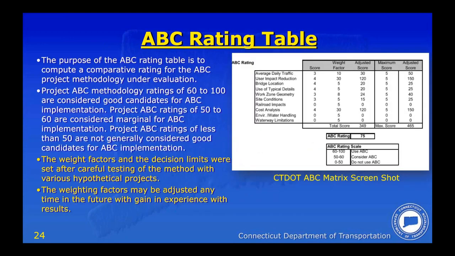And lastly, the ratings of the various measures are brought into this table. And we discussed this briefly before. This is the very same table you saw several slides earlier. This hypothetical project yielded an ABC rating of 75, meaning it was a good candidate for ABC. We expect to come back and evaluate these weight factors from time to time. We have not done that yet as a group to see if these should be reweighed to favor cost or user impact more or less, or some of these other measures that we have put in here.